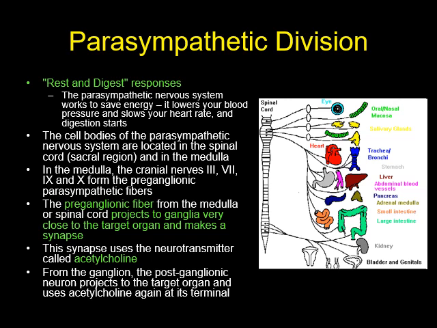In the medulla, the cranial nerves 3, 7, 9, and 10 form the preganglionic parasympathetic fibers. The preganglionic fiber from the medulla or spinal cord projects to a ganglia very close or on the target organ and makes its synapse. This synapse uses the neurotransmitter acetylcholine. From the ganglion, the postganglionic axon projects to the target organ and uses acetylcholine again at its terminal. So in the parasympathetic division, both the preganglionic and postganglionic neurons use acetylcholine as the neurotransmitter.